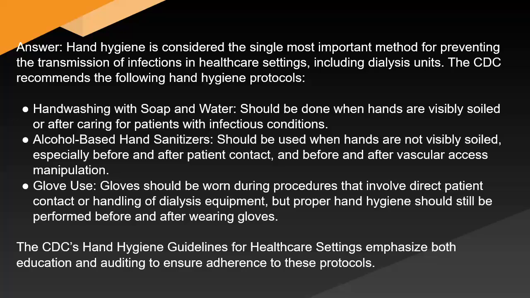Hand washing with soap and water should be done when hands are visibly soiled or after caring for patients with infectious conditions. Alcohol-based hand sanitizers should be used when hands are not visibly soiled, especially before and after patient contact and before and after vascular access manipulation. Glove use: gloves should be worn during procedures that involve direct patient contact or handling of dialysis equipment, but proper hand hygiene should still be performed before and after wearing gloves. The CDC's hand hygiene guidelines for healthcare settings emphasize both education and auditing to ensure adherence to these protocols.